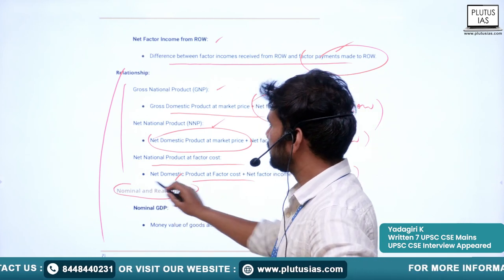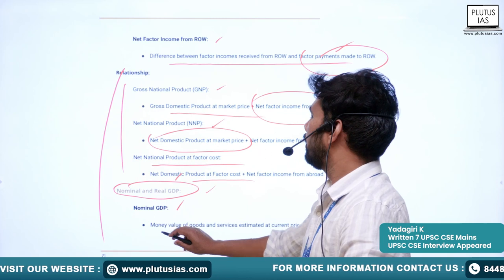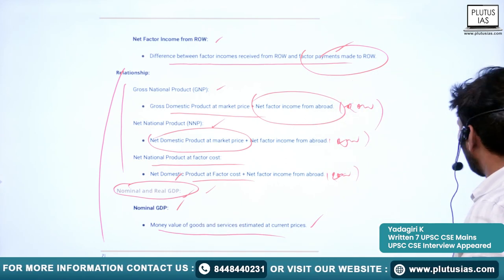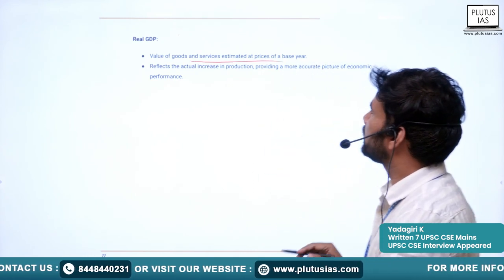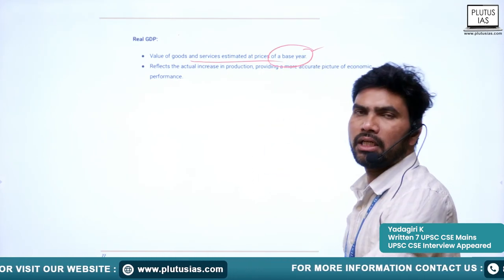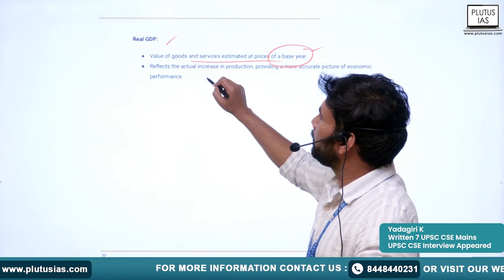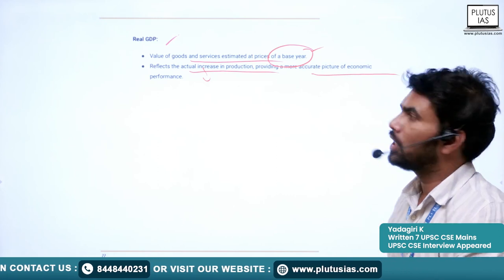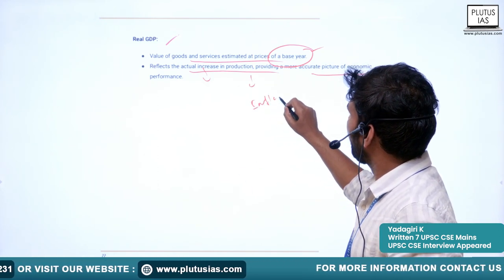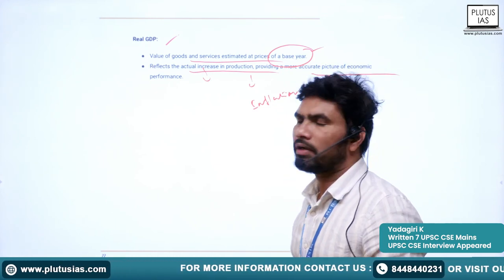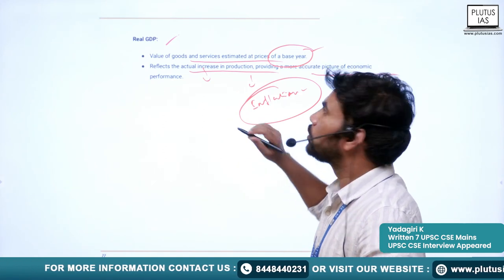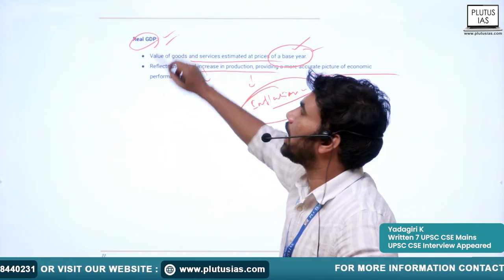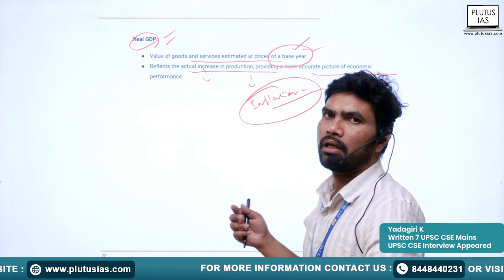Next, another concept is nominal versus real GDP. Nominal GDP is the money value of goods and services estimated at current market prices. Real GDP is the value of goods and services estimated at the prices of a base year. Real GDP reflects the actual increase in production, providing a more accurate picture of economic performance, because the inflation in prices of goods and services is neutralized in real GDP through a base year. So real GDP will give the actual picture of the growth in the economic process.